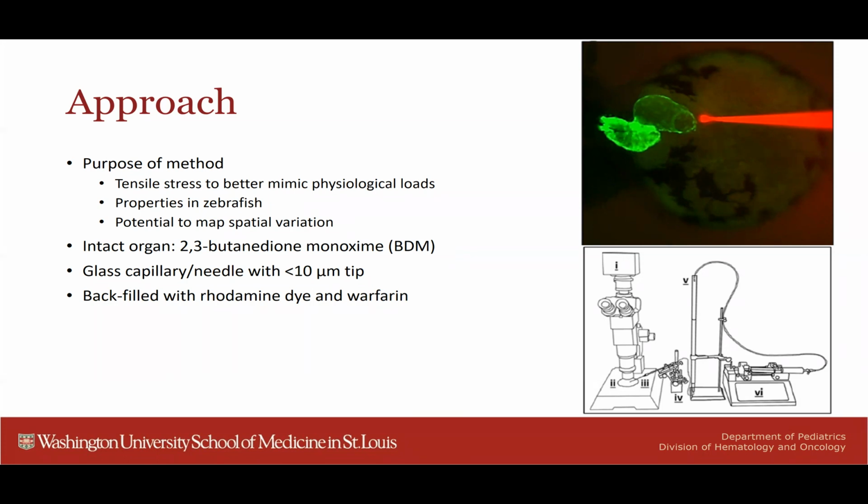And one problem we had early on was that we'd see a lot of coagulation around the cannula tip. In fact, in some of our other work in hemostasis and thrombosis, we actually use the same method to create an injury in mice, and we look at coagulation around that injury. So this is a very similar thing. Here we ended up applying warfarin to prevent that coagulation from occurring. And then we backfilled our cannula with rhodamine dye so we could actually visualize it and also see when we begin to pressurize the heart.